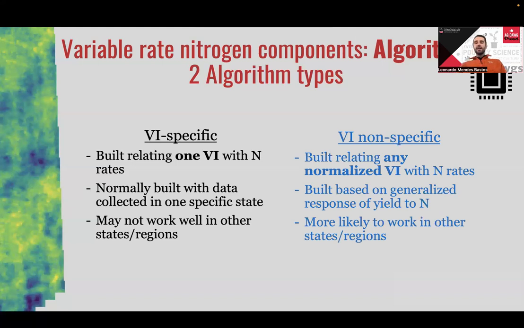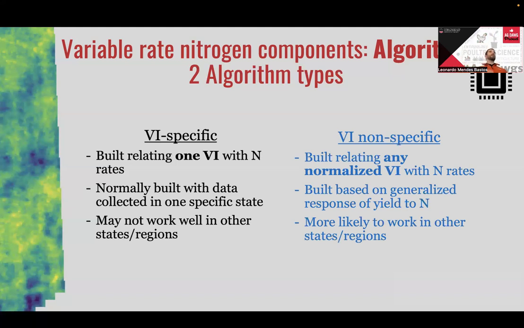The flip side of that is a vegetation index non-specific algorithm. So it's built relating any normalized vegetation index with nitrogen rates. It's not specific to a vegetation index. It is built based on the generalized response of yield to nitrogen.